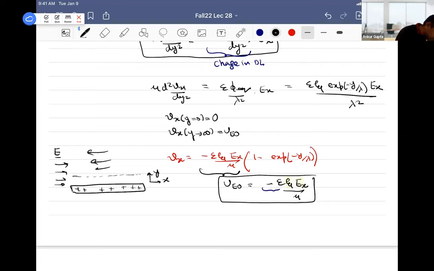The flow will be like a velocity profile like this. Can someone explain to me why it will be like this? Physically, we had discussed that the electric force will be in this direction, right? But then why is the flow also happening in the left direction? Why is the flow also happening in the negative x direction?